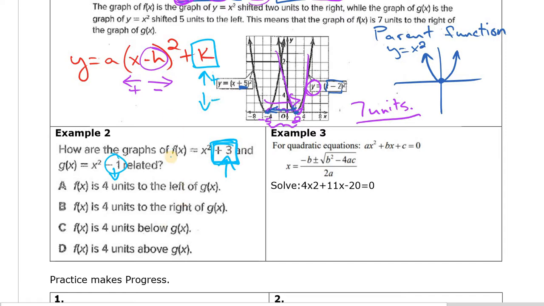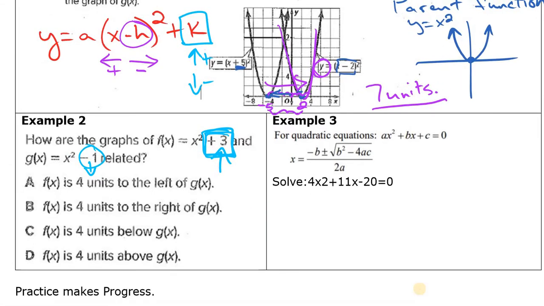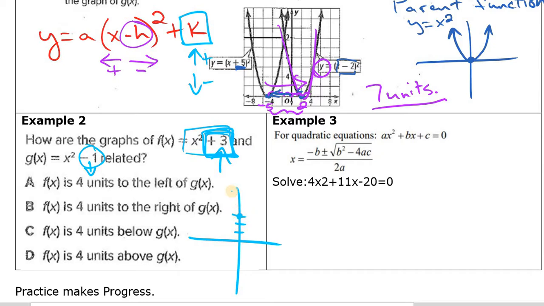So on this graph, remember on any question that you're given where they don't give a picture, it's always helpful to draw your own. This one is x squared plus 3, 1, 2, 3. That's where the vertex is going to go. Our second equation, g of x, is at negative 1, so it's down 1. There's our second parabola. So now we have an idea of what it is.